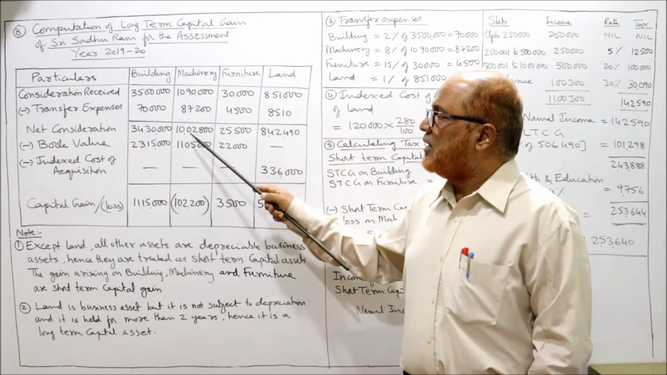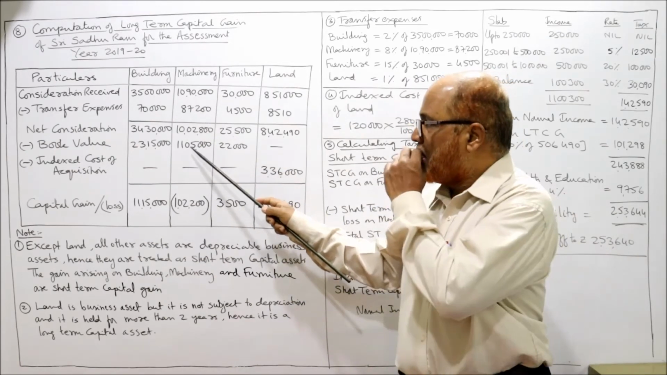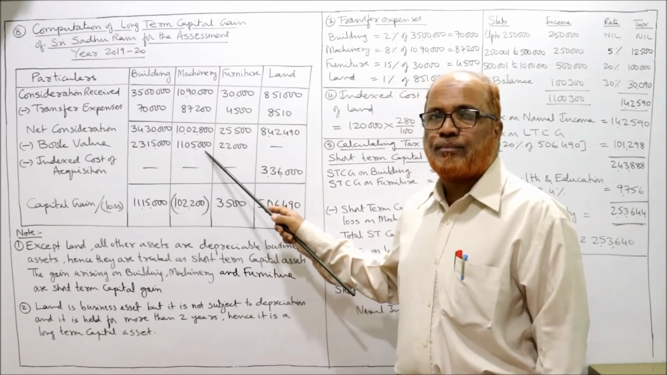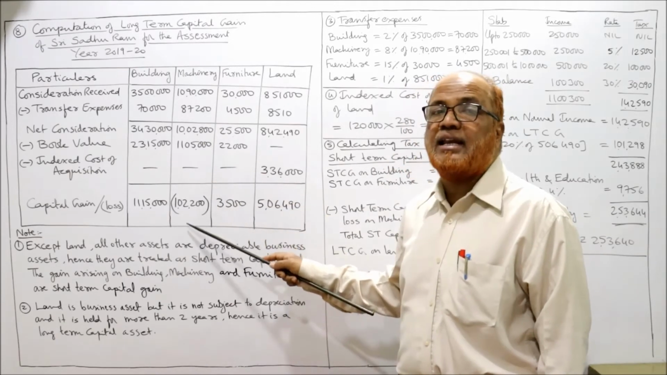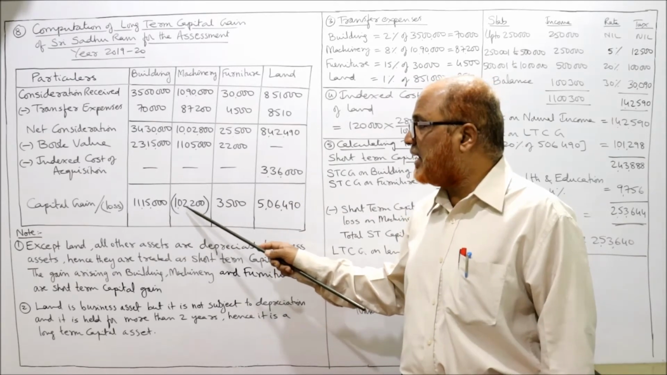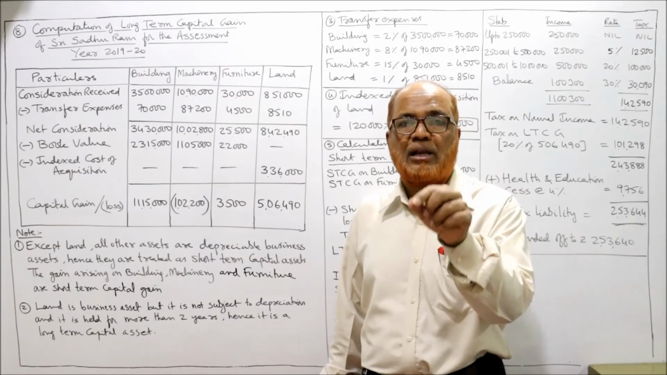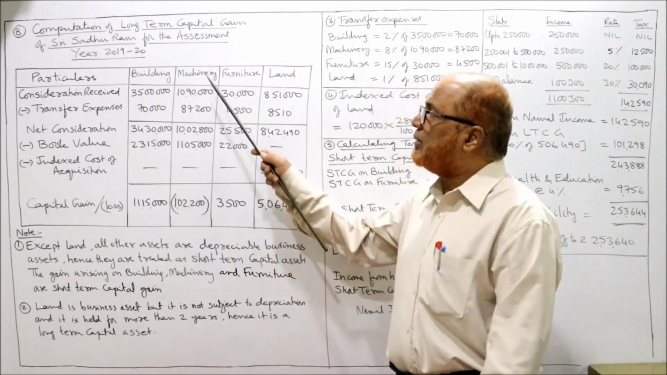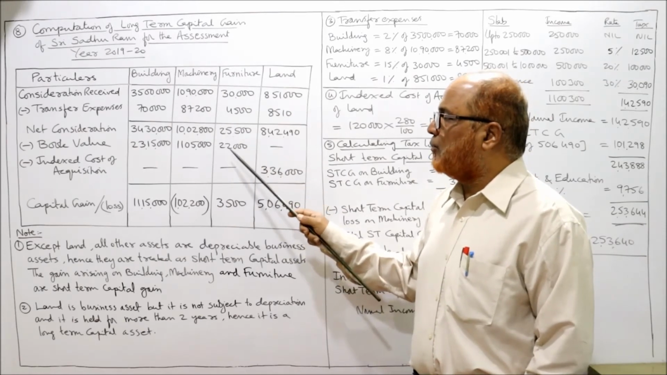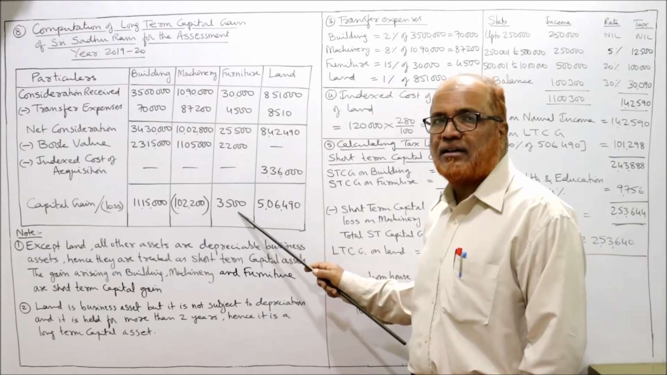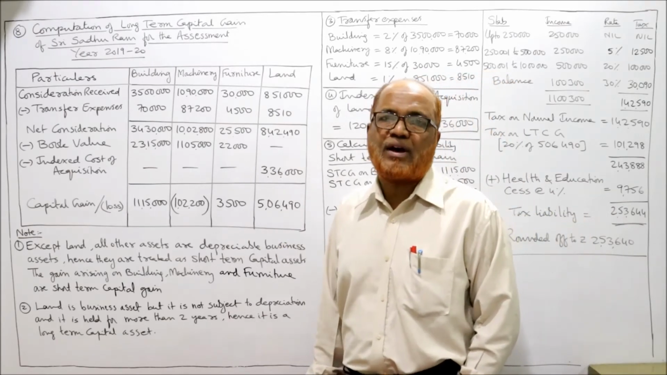Similarly machinery, 10 lakh 2,800 is the net consideration, whereas book value is 11 lakh 5,000. So 10 lakh 2,800 minus 11 lakh 5,000, you are getting negative, minus 1 lakh 2,200. That means short-term capital loss. There is a short-term capital loss on machinery. Furniture net consideration 25,500, book value 22,000, so 3,500. 3,500 is the short-term capital gain on furniture.